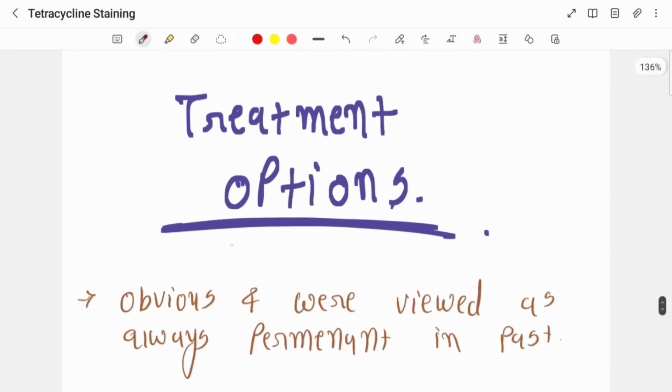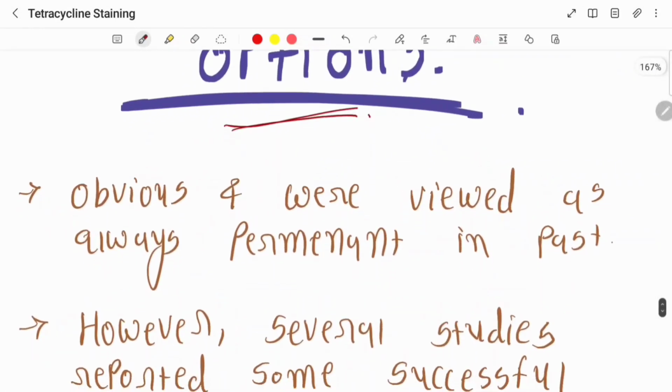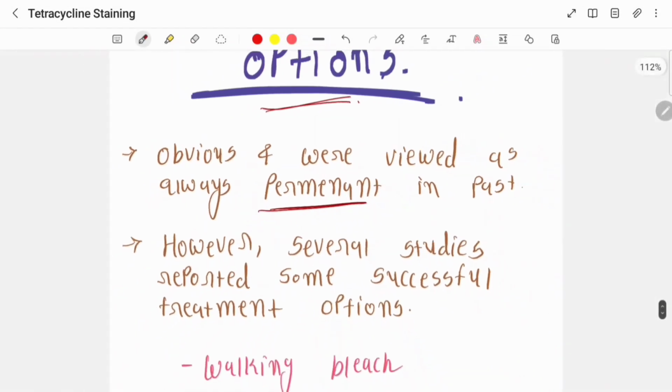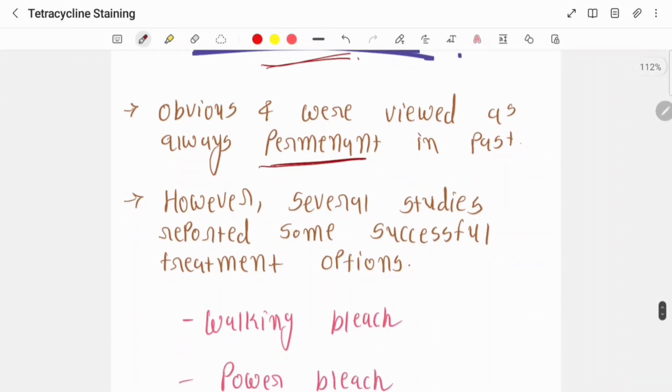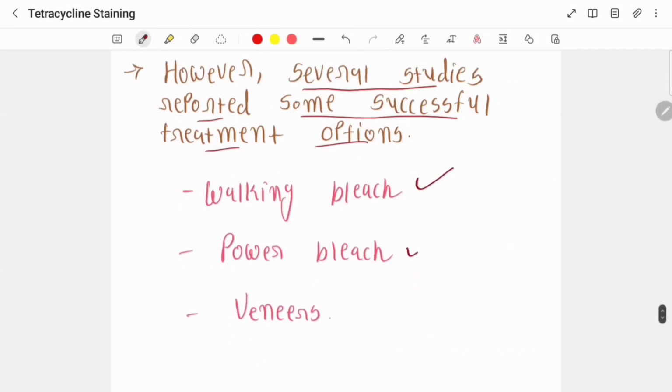Next is treatment options for this tetracycline staining. In the past, it was believed that these tetracycline stains are permanent and there are no treatment options available to cure these stains. However, several studies reported some successful treatment options like walking bleach technique, power bleaching and veneers.